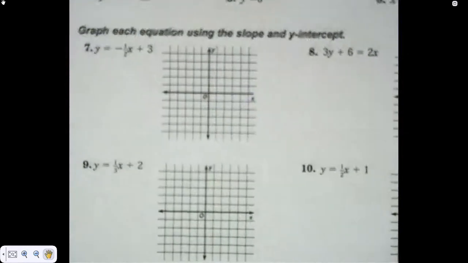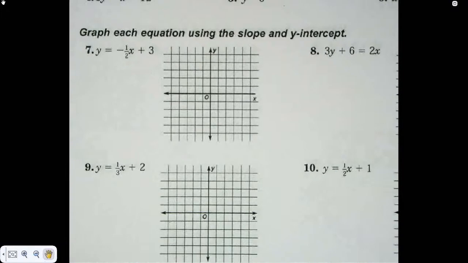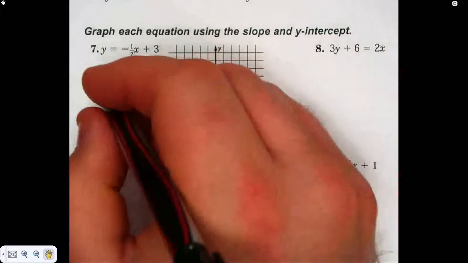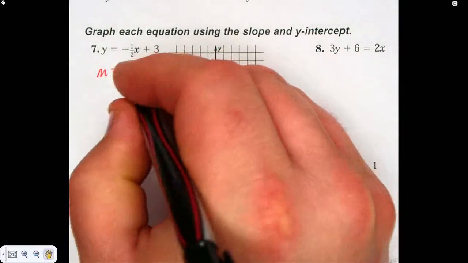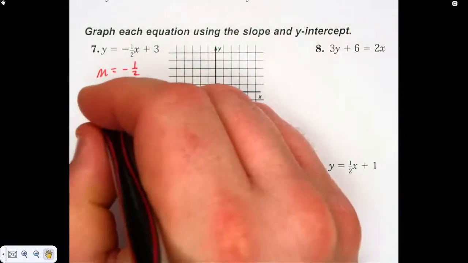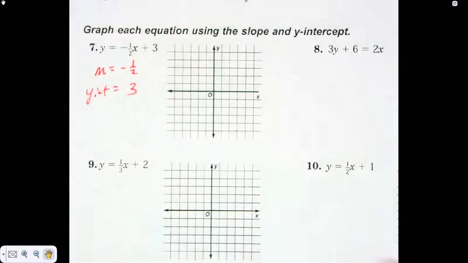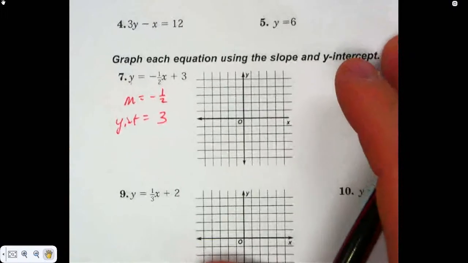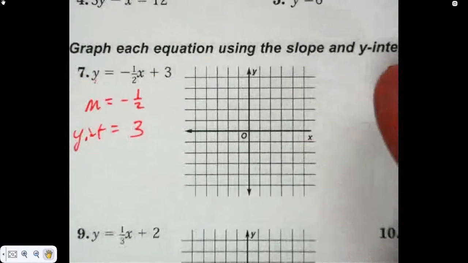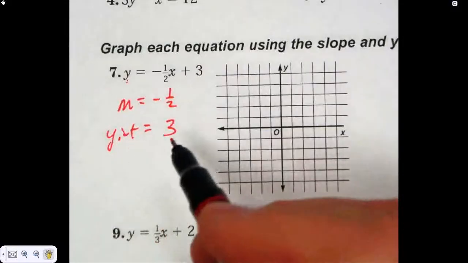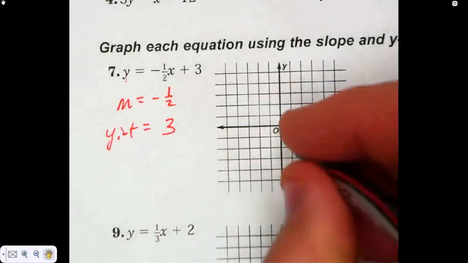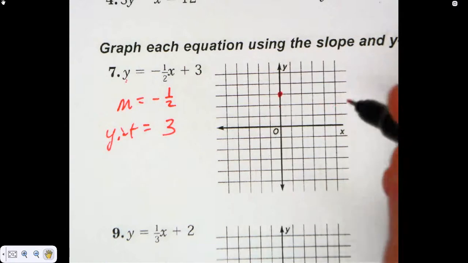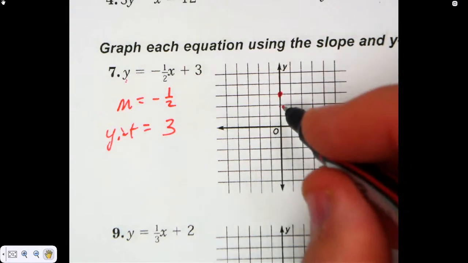Okay, now they're going to want you to graph each one that's in slope-intercept form. To graph an equation, you need a slope and a point on the line. The slope here is negative 1/2. What's the y-intercept? 3. I could do this because it was in slope-intercept form. First, you go to where it intersects the y-axis. Up 1, 2, 3. That right there is the point where it intersects, so I have one point on the line.